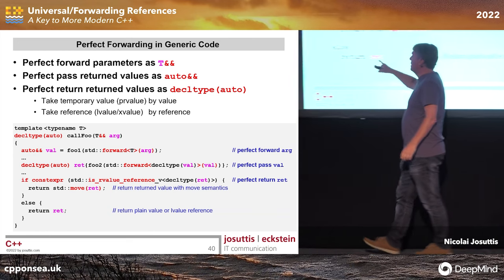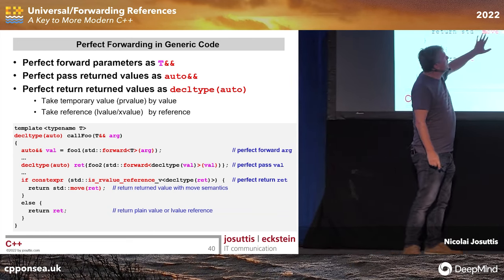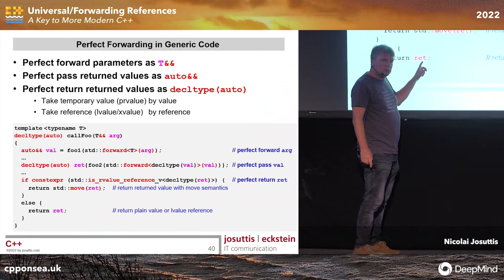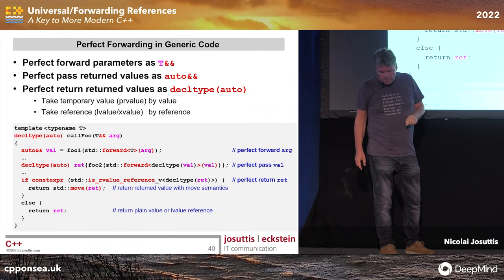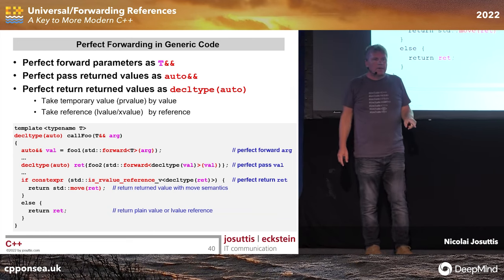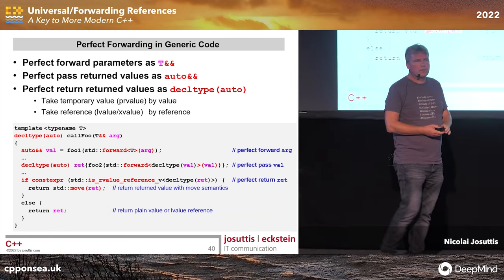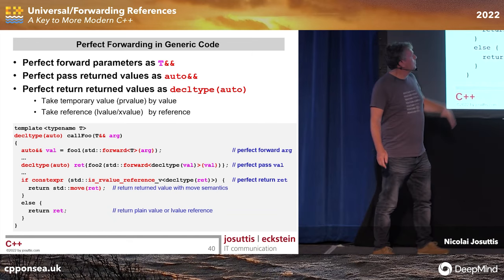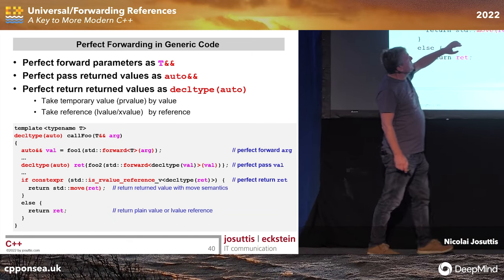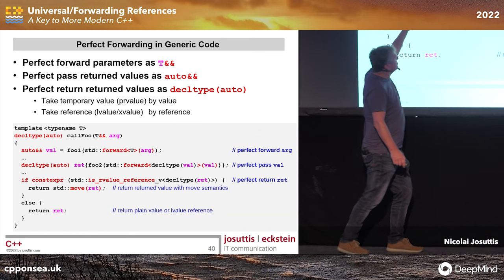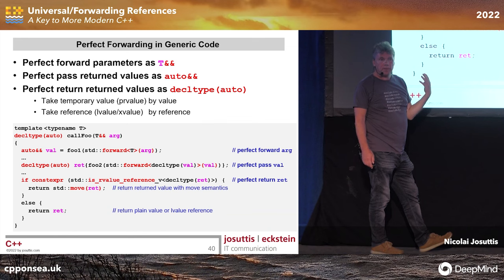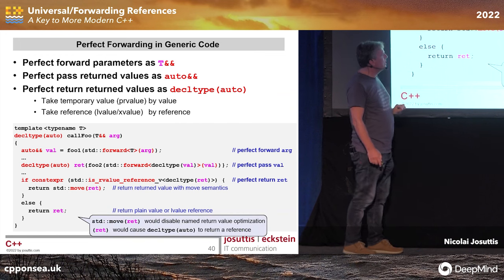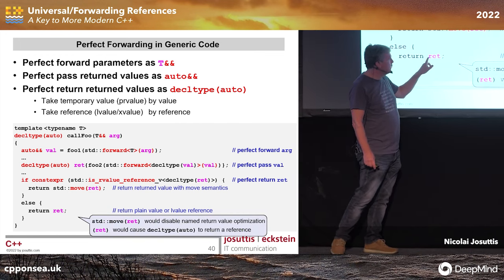Otherwise, do it not. Well, you could always do return move of red. But there's a problem. If you move something out which is temporary, then the return value optimization might apply. With std move, you disable it. So the reason we have this if constexpr is we only want to apply move if it's not a temporary object, so if it's not a PR value. Otherwise, we disable return value optimization. Well, in fact, we disable named return value optimization. So please never put a move here.